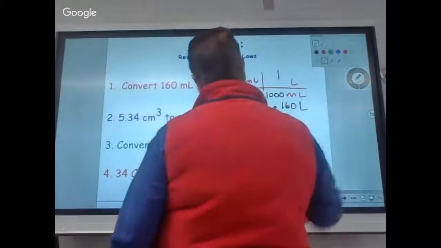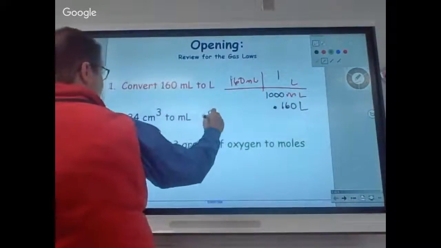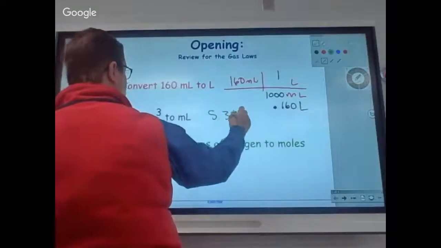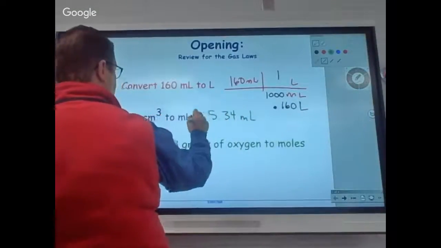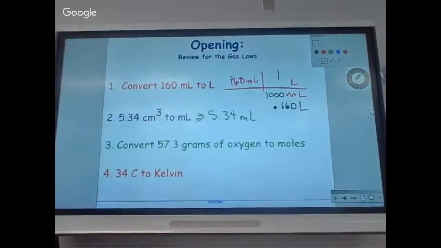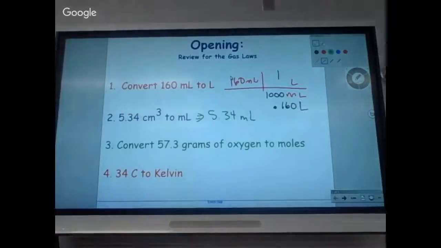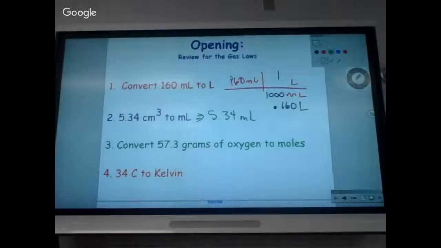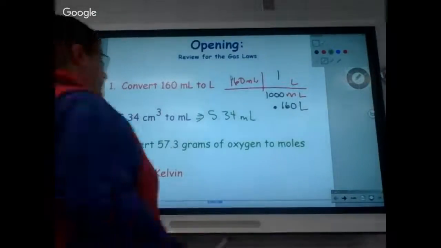You're supposed to remember that these are one and the same. So 5.34 centimeters cubed is the same as milliliters. They are one and the same. All right. What do we do for grams to moles?